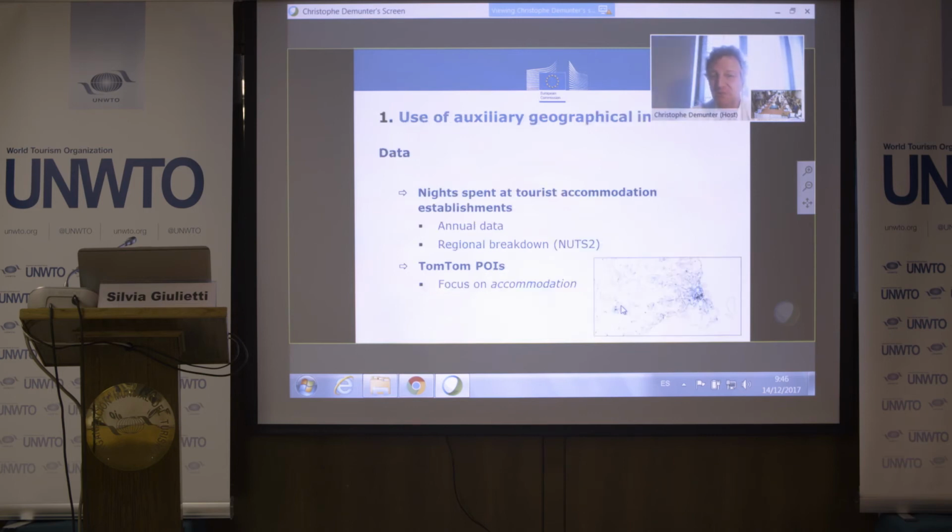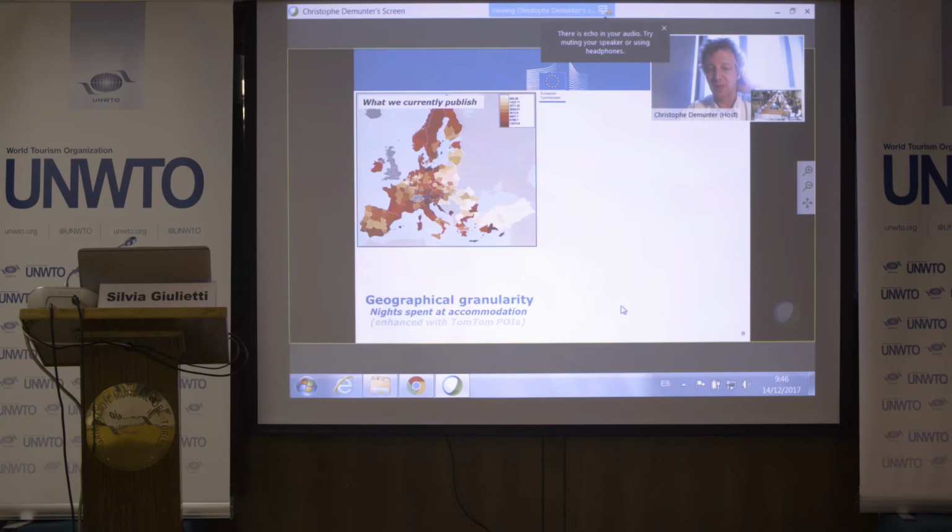So the data used, well, in the first place, is our own data. This NUTS2 data that Eurostat receives from all the member states. And secondly, the auxiliary source is the TomTom points of interest. And the focus is on accommodation in this data set. We could use many other things as well, but in the first stage, the accommodation. So the points of interest labeled as accommodation were used to refine the data.